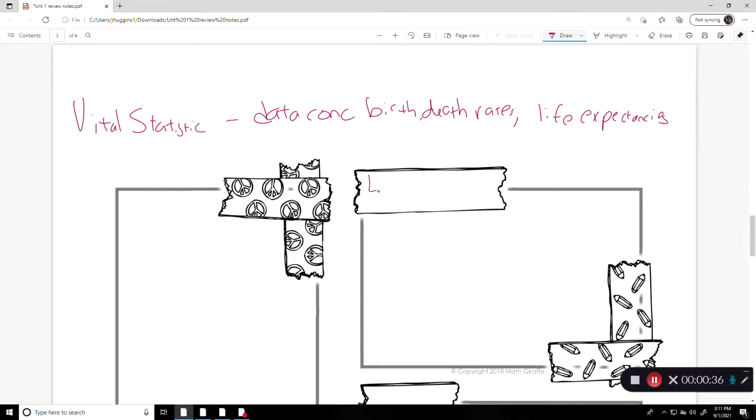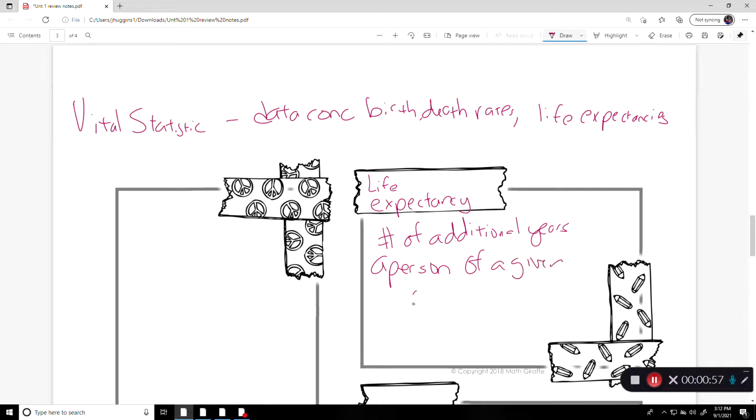If you'll remember life expectancy, we looked at that chart to calculate, and life expectancy is the number of additional years we expect a person to live that's a certain age. And we know that that is an average, so some people would live longer, some people would live less, but that's what that meant, and that was the up and down column. Age was across that horizontal axis, but on that vertical, it was how many more years we could expect them.